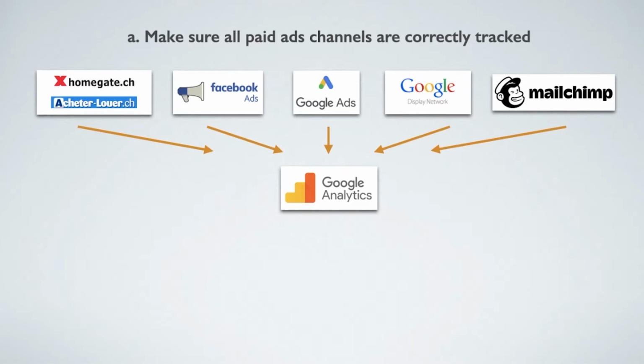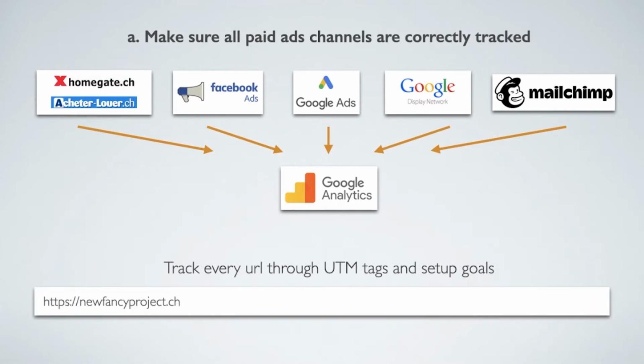Now, on top of this, whenever we, for example, put a banner on a real estate portal website, we also want to be able to track the people that click on that banner. For that purpose, we'll use what we call the UTM tags. So let's say you have a banner on the emoscoot.ch website, which is a portal on which you will advertise a new fancy project. So the URL will be newfancyproject.ch.